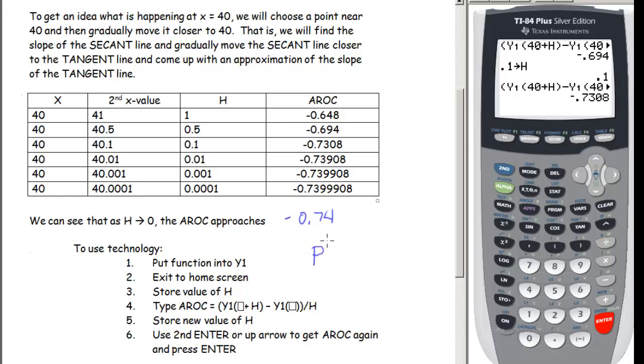So we have a couple ways of writing that. One way is to write P prime at 40 equals negative 0.74. And another way of writing that is dP/dx at x equals 40 equals negative 0.74. So those are just notations that we use for this concept of the instantaneous rate of change.